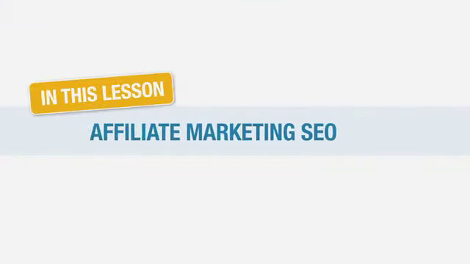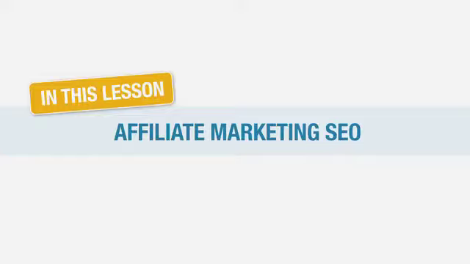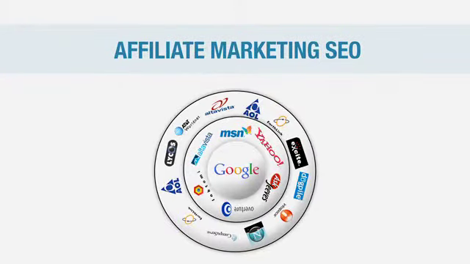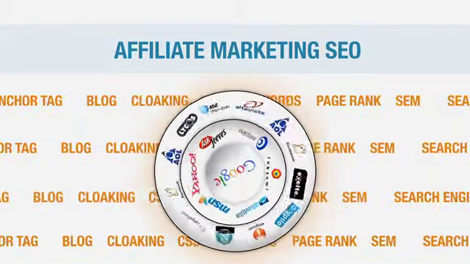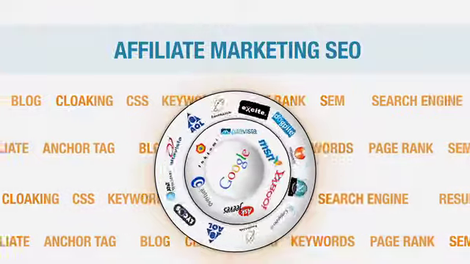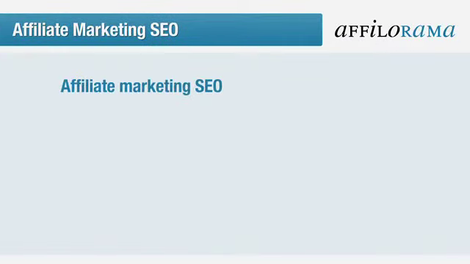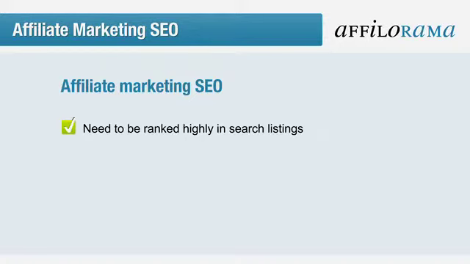This video on affiliate marketing SEO, what it means and how you can learn about increasing your rankings. One potentially huge source of traffic is from the search engine. But to take advantage of it, you need to be ranked highly in the search listings. One way to improve your ranking is by employing either pay-per-click or SEO methods. In this lesson, we're going to introduce you to an overview of search engine optimization, or SEO.